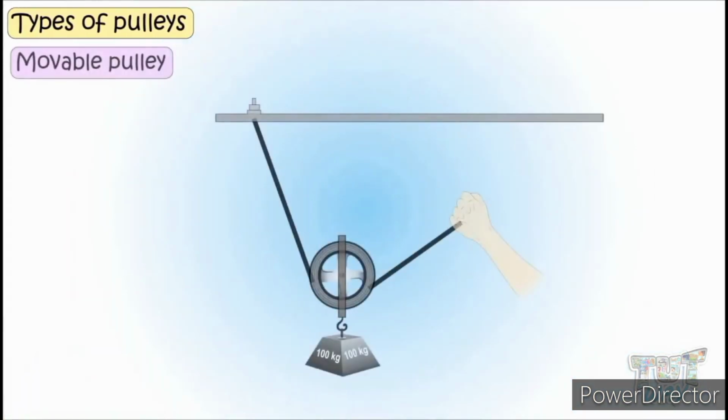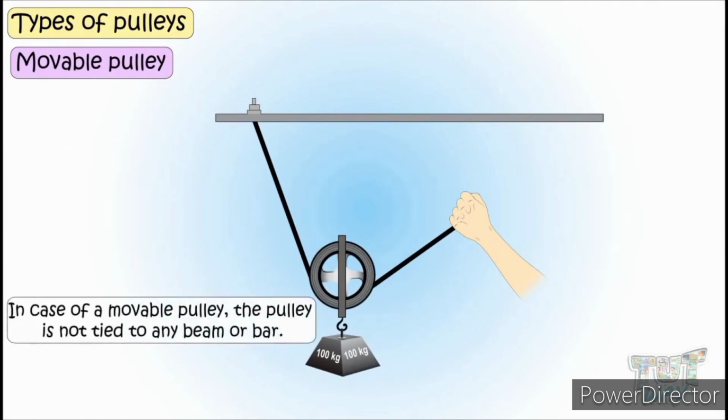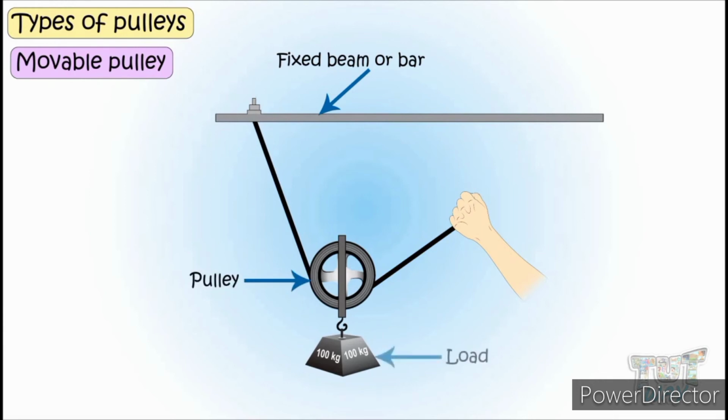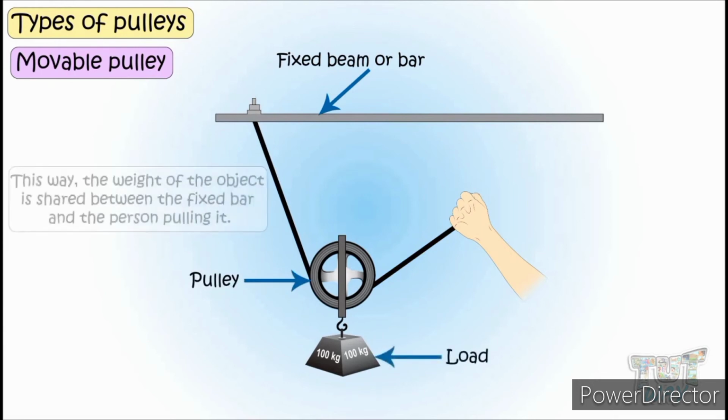Now let's see what a movable pulley is. In the case of a movable pulley, the pulley is not tied to any beam or bar. One end of the rope is tied to the fixed beam or bar. The other end is free to be pulled by any other person. And the pulley is in the center, to which the object is attached. This way, the weight of the object is shared between the fixed bar and the person pulling it.